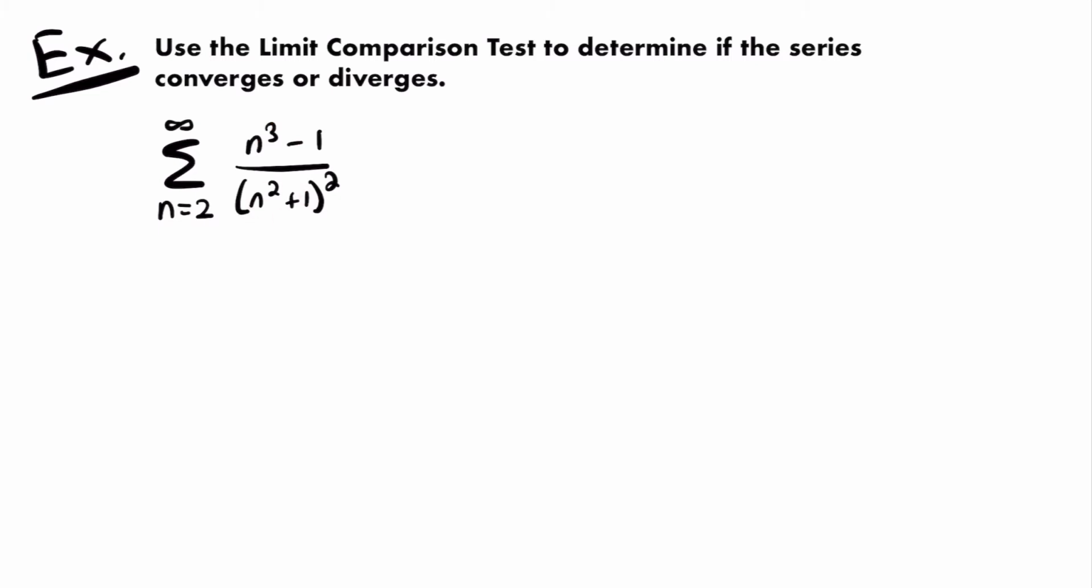All right, now be careful. In this case, the denominator has a quantity that is being squared, and so the highest power in the denominator is not n squared. It's actually going to be n to the 4th power if we were to expand this denominator. And so that's what I want to do first here. I'm going to rewrite this series to be the sum from n equals 2 to infinity of n cubed minus 1 divided by this denominator expanded.